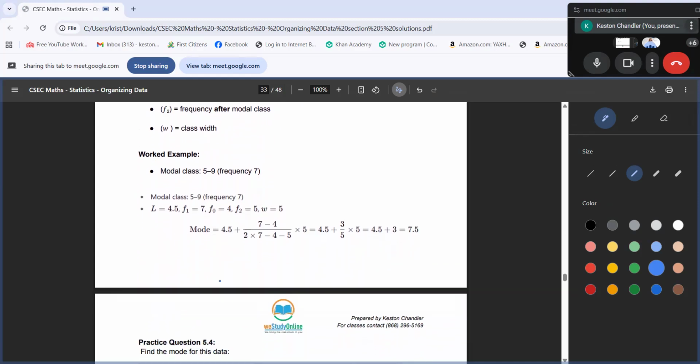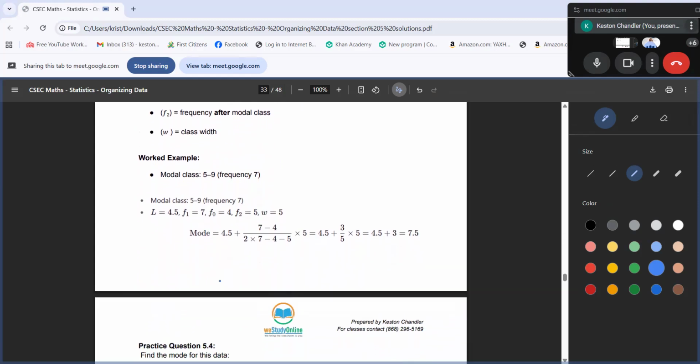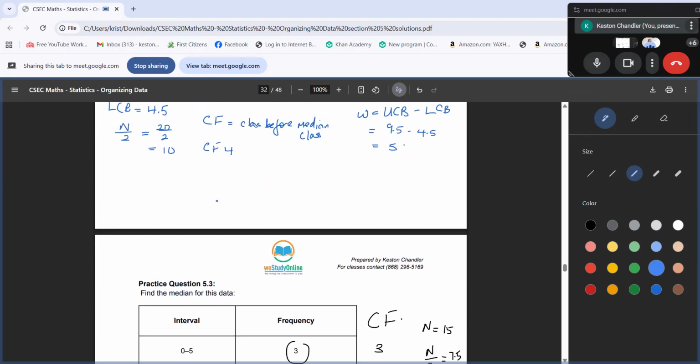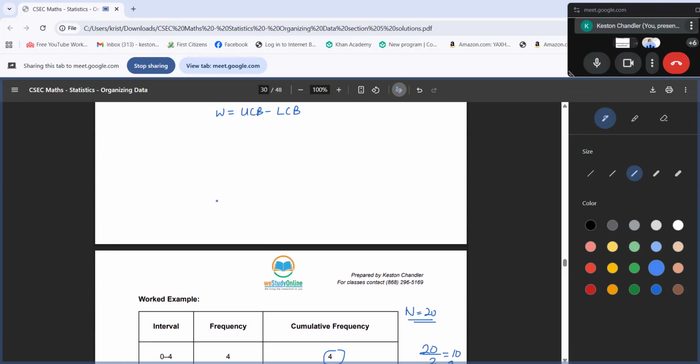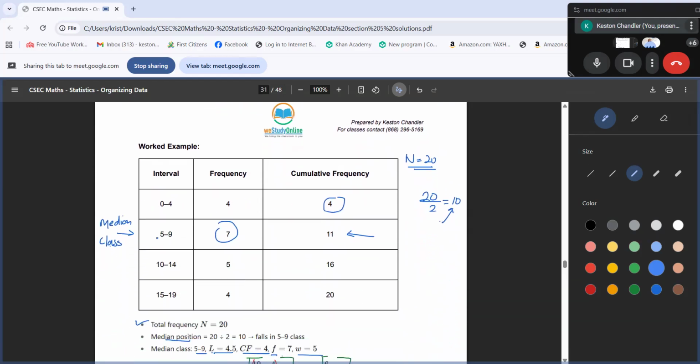Now, this is better understood with an example. So I have a very simple example here where let's just say that I've identified the modal class to be the class 5 to 9 and the frequency 7. This is all we really need. We just need to have the modal class, the frequency of that class, and obviously the frequency before and after. So this is based on a table that we looked at previously. This is the table here. So the modal class is 5 to 9. Let's just assume that this is the highest frequency.